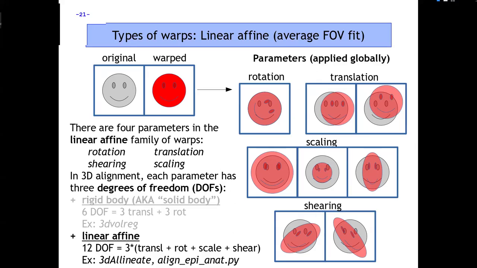The programs in AFNI that use this are 3dAllineate in particular and align_epi_anat.py. As the name here suggests, this is specifically designed for aligning EPI to anatomical data sets. This is what afni_proc uses. It's actually a wrapper for 3dAllineate, where it's kind of preloaded with a lot of options and extra functionality for the specific use case of EPIs and anatomical data sets.